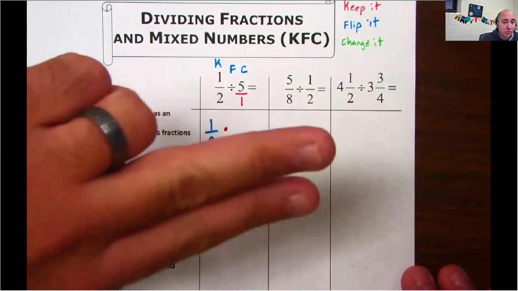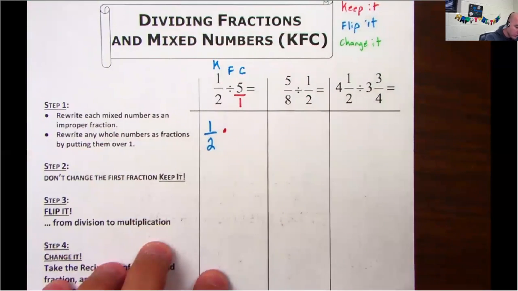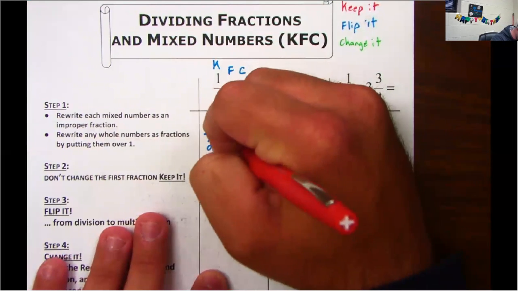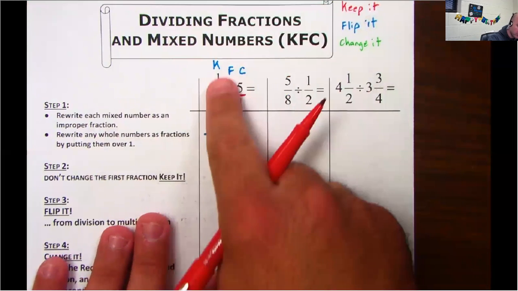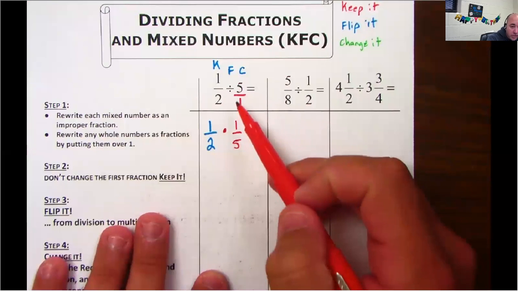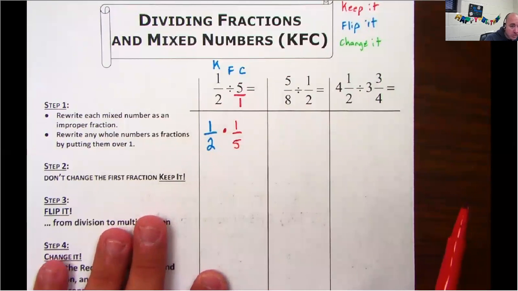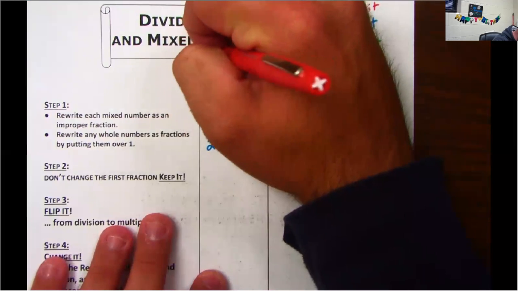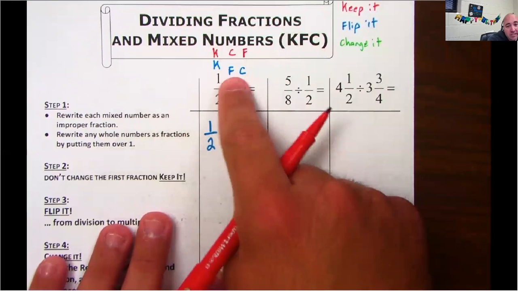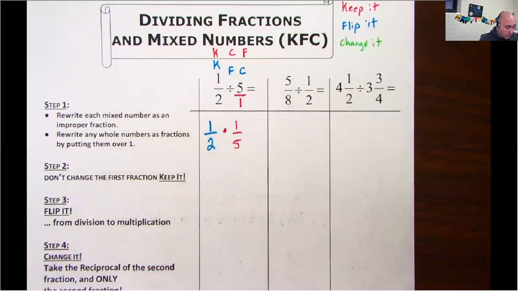Change it means you're just flip-flopping the numbers. You're taking the reciprocal. So the opposite of 5 over 1 is 1/5. So we kept it, changed from division to multiplication, and all we did was change our fraction from 5 over 1 to 1 over 5. Now some students ask, can't you just do keep it, change it, flip it? Yes, that's the same thing, but a lot of students remember KFC, so that's why we say KFC. If you do KCF, guys, it's the same thing.